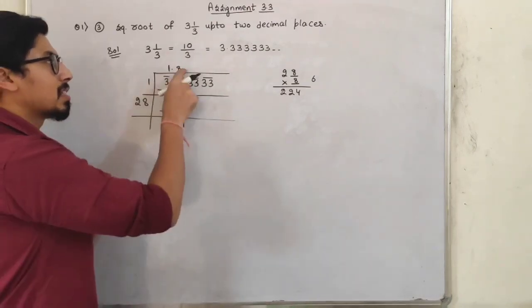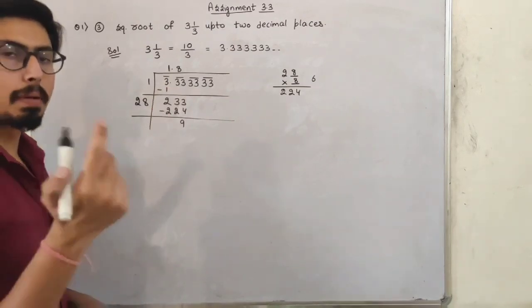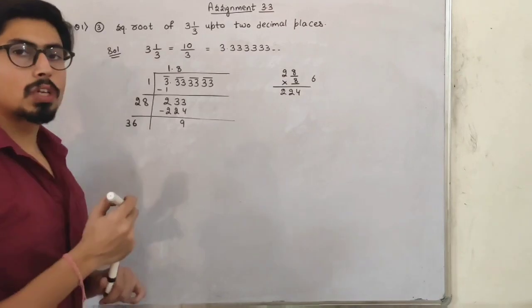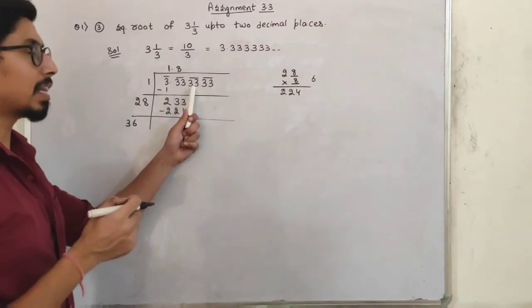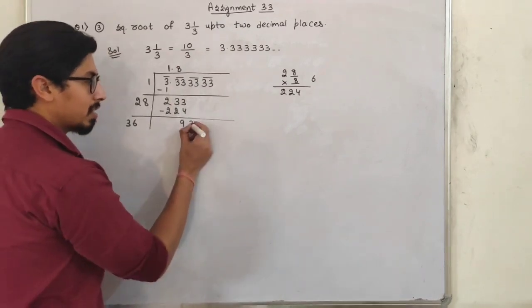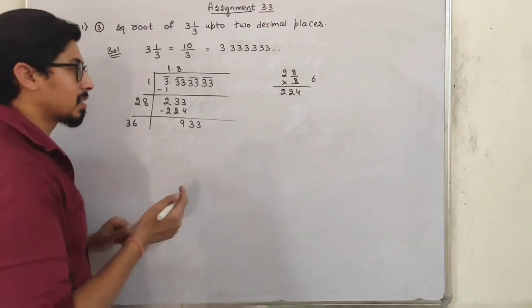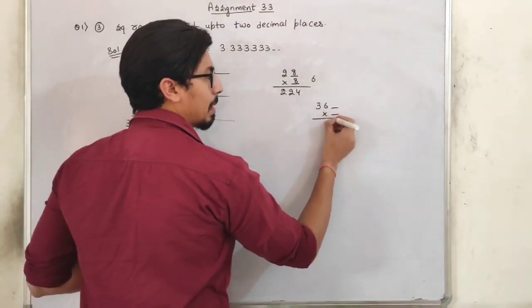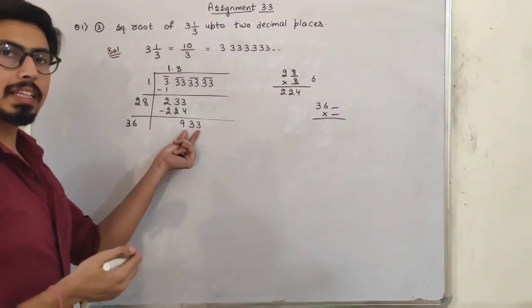Now, take this number without the decimal. Without the decimal, it will be 18. So just double it. Double of it will be 36. Okay, students. Now we will take the next bar. The next bar contains the next 33. So just write 33 here. Now I will take this 36 and a digit and multiply it by the same digit. So we have to form a number near to 933.